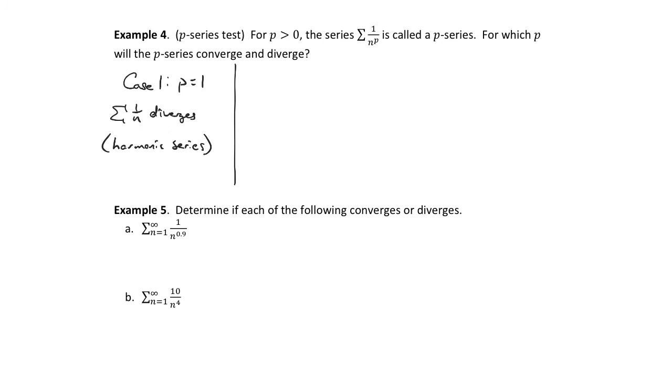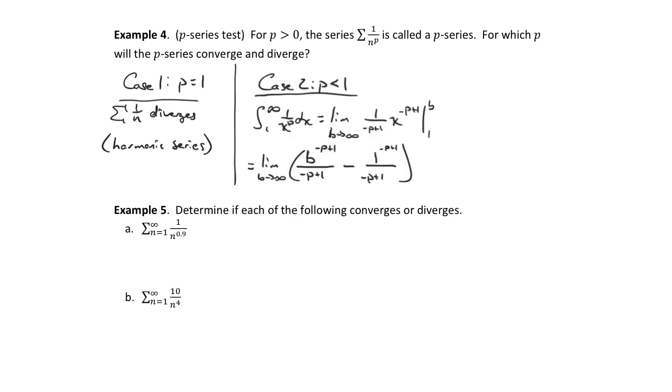When p is equal to 1, we have the harmonic series. So that diverges. We know that so many ways. When p is less than 1, we end up with the integral from 1 to infinity of 1 over x to the p dx, which we do the improper integral business, and I'm going to go ahead and take the antiderivative right away. Well, this is x to the negative p. When we add 1 to negative p, we get negative p plus 1. We have to divide by the new exponent. So the excitement is taking place here.